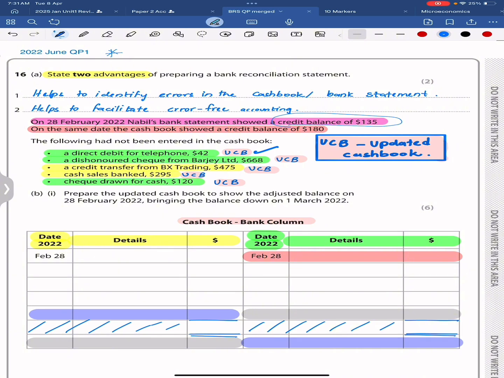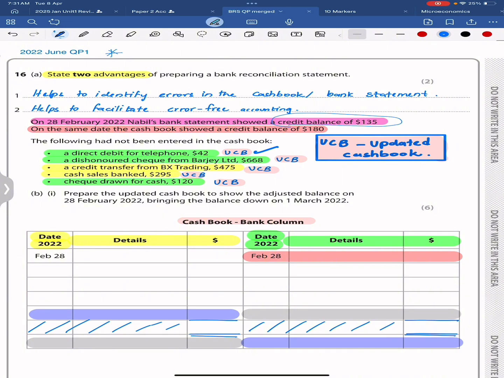On 28th Feb 2022, Nabil's bank statement showed a credit balance of 135. On the same date, the cash book showed a credit balance of 180. The following had not been entered in the cash book, so there are 5 transactions which should reflect in the updated cash book. UCB means updated cash book.